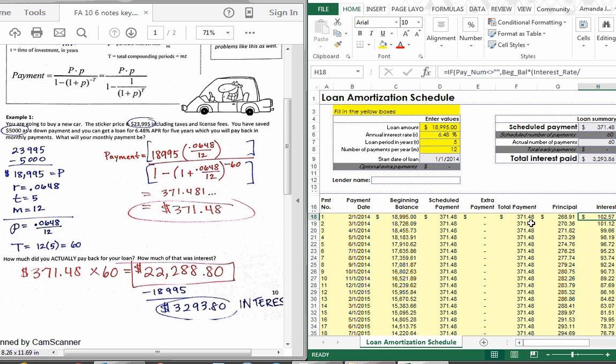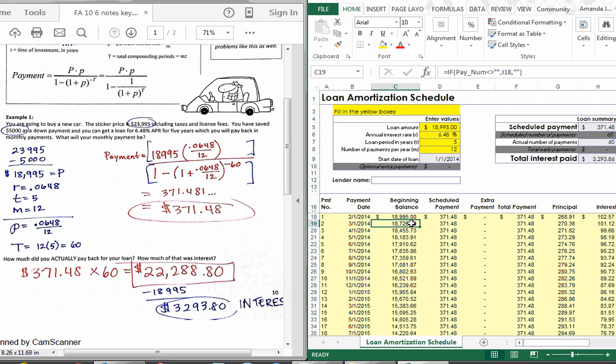Now they've figured out that you needed this payment of $371.48. So they take their $102.57 from your payment, that goes into their pocket, you never see that money again, and the remaining $268.91 goes towards paying off your balance that you owe them. The next month, this $18,726 comes from taking the $18,995 minus this $268. And they do the same thing again.